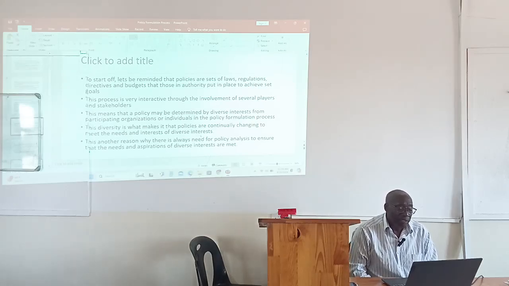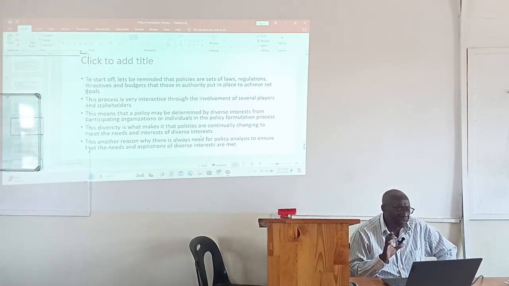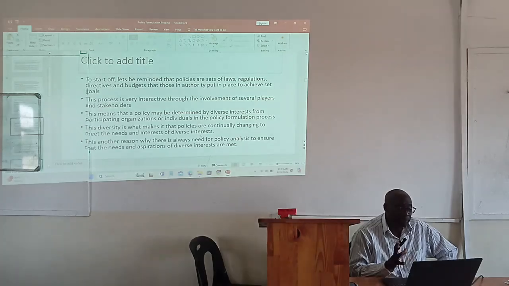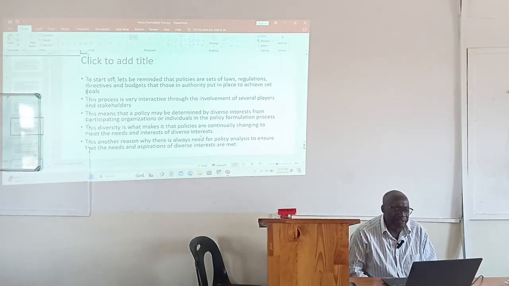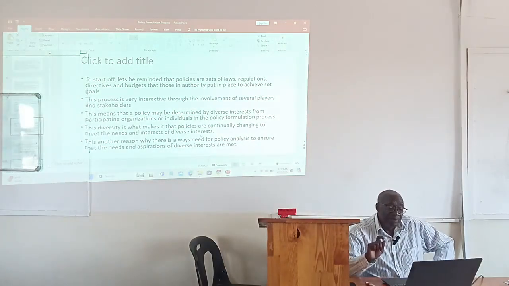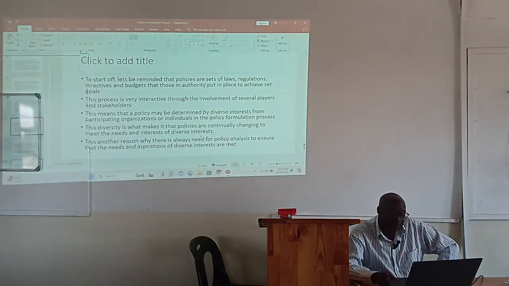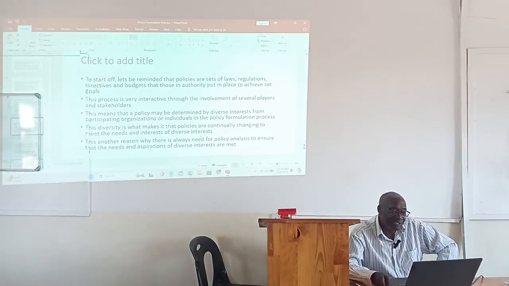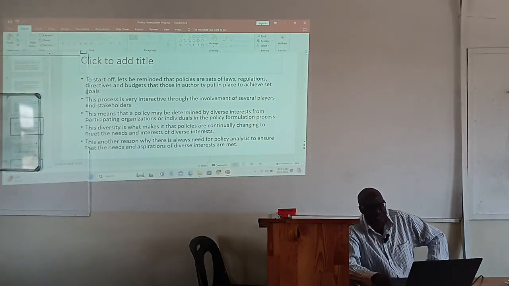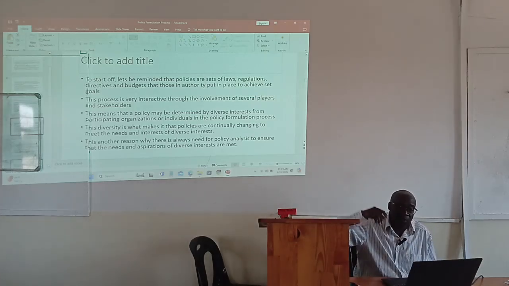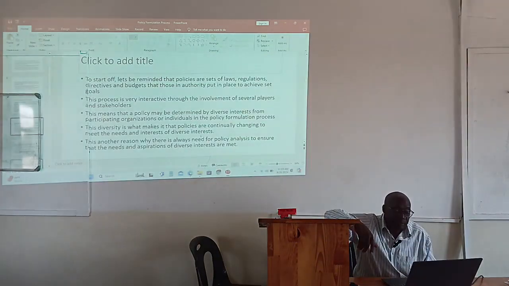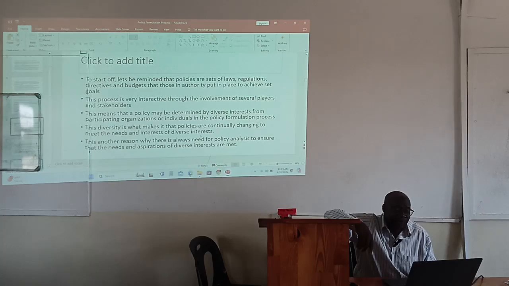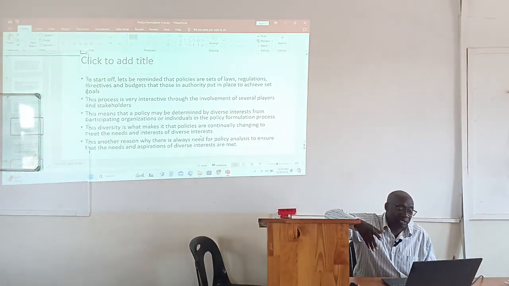Now, given that type of understanding, when we talk about the diversity of stakeholders and the expanse of people who participate in policy formulation, you discover that policies are determined by very diverse interests, right? You have the political interests, you have the economic interests, the social interests, all sorts of interests get into that particular policy. And sometimes, unfortunately, the beneficiary may not have their interests met sometimes. They may be usurped or taken over by the political interests or something like that.